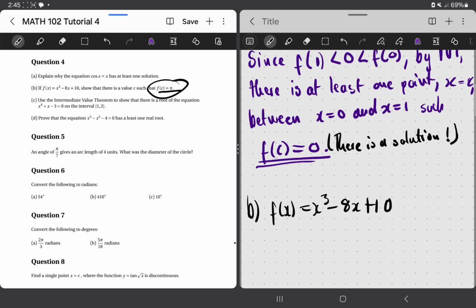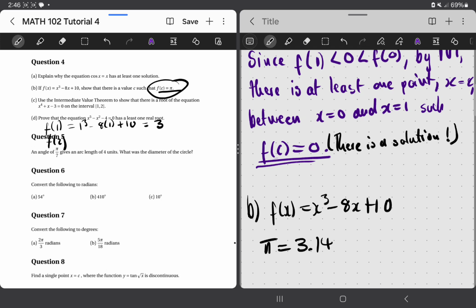So now, what you must just know is, what is pi? Pi is equal to 3 point something, I'm putting 3.14 and so on. So we need a value which gives us an answer which is less than 3, and then an answer which is more than that. For example, we can use a calculator. Let's try, what is f of 1? It's going to be 1 cubed minus 8 times 1 plus 10. So we say 1 cubed minus 8 open bracket 1, then plus 10. This gives me 3.